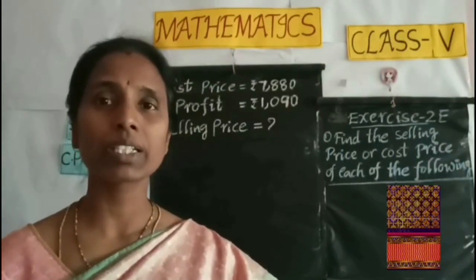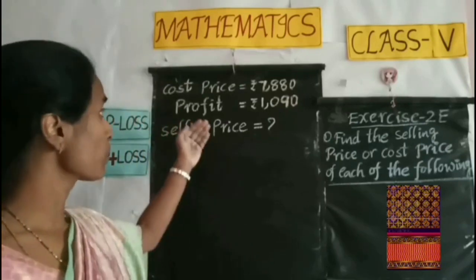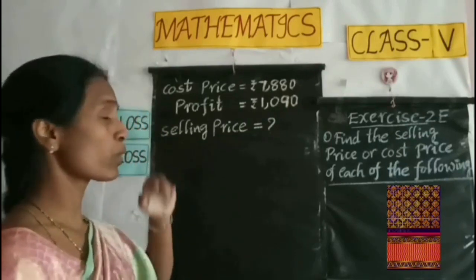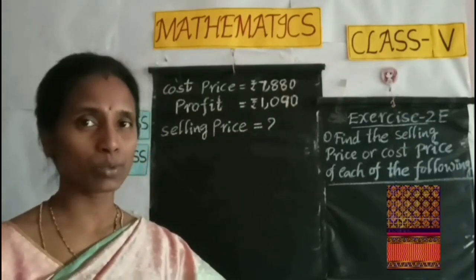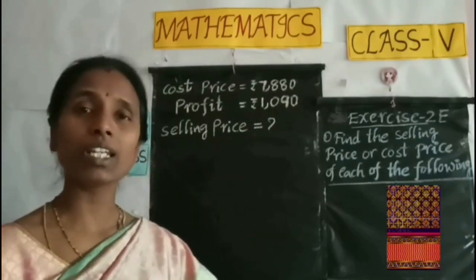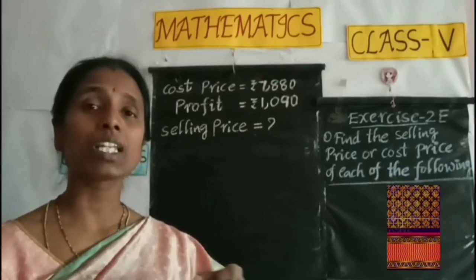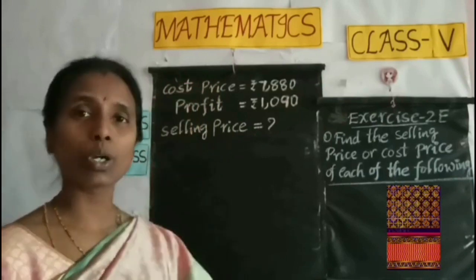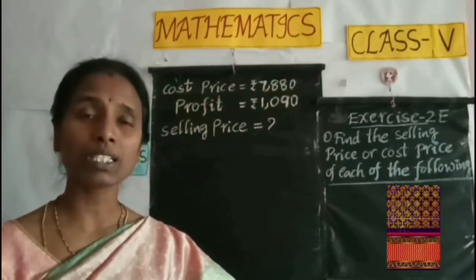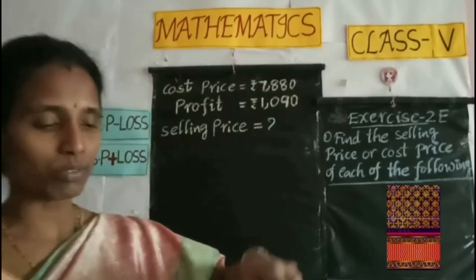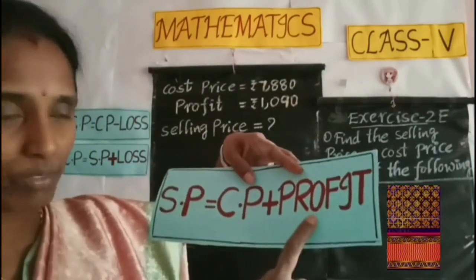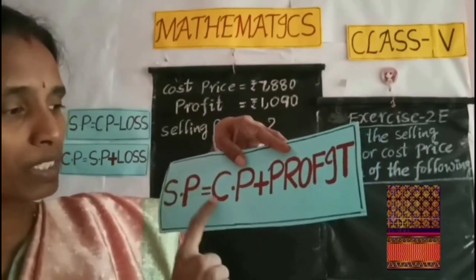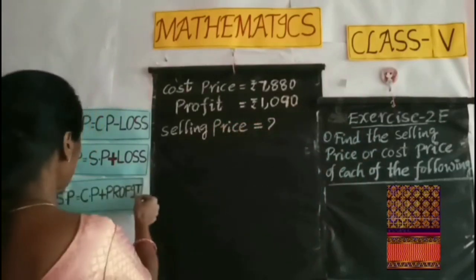Here it is a Kanjivaram saree. Given the cost price of the saree is 7,880 rupees and the profit is 1,090 rupees. Now we have to find out the selling price of the saree. So to find the selling price of the saree, we have to add profit to the cost price. Okay, children, SP is equal to CP plus profit. So when CP and profit are given, to find the selling price, profit is added to the cost price. CP plus profit. Let us start the sum.